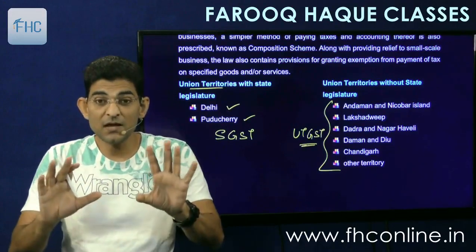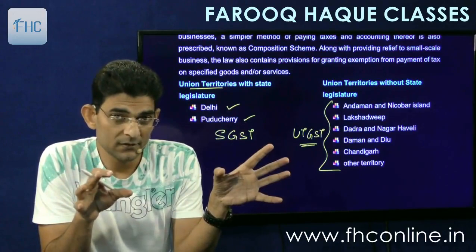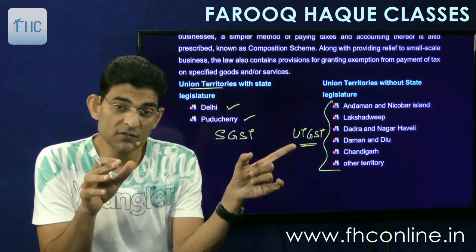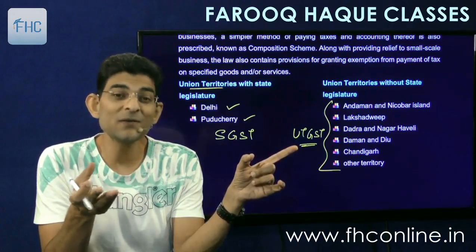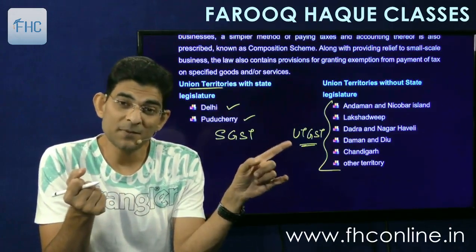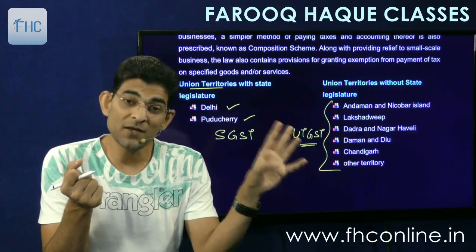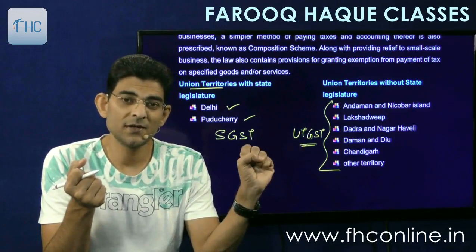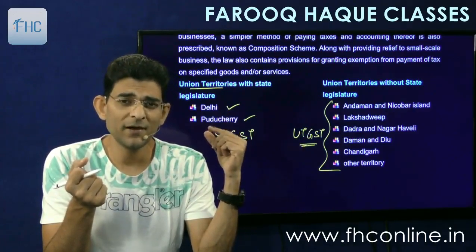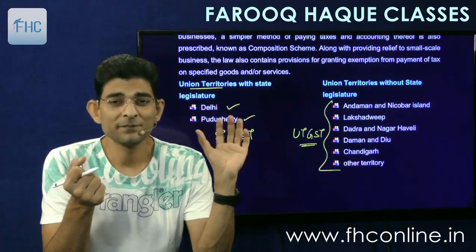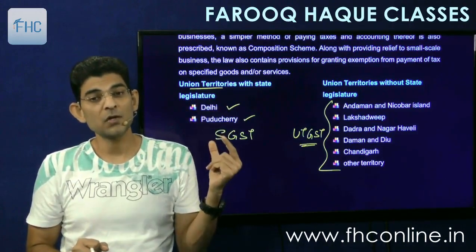because these territories don't have a government. So I mean to say the union territories don't have a government. So in this case, the UTGST law itself has not been passed by their governments because they don't have any. It is passed by Parliament only. So Parliament looks into the administrative affairs of these union territories. But Delhi and Puducherry have their own governments, the Kejriwal government, and Puducherry I don't know who is there. So they can manage their own thing. So they have passed their own laws called SGST.